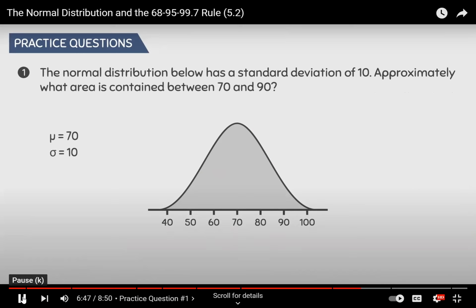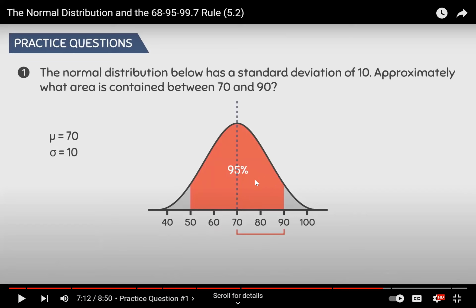According to the 68, 95, 99.7 rule, we know that there is an area of 95% contained within 2 standard deviations of the mean. 2 standard deviations to the right gets us to 90, and 2 standard deviations to the left gets us to 50. According to the 68, 95, 99.7 rule, this means that there's an area of 95% contained within this interval. However, we are only interested in the area from 70 to 90. So dividing this area by 2. All right, so we're only interested in this section here. This whole thing is 95%.